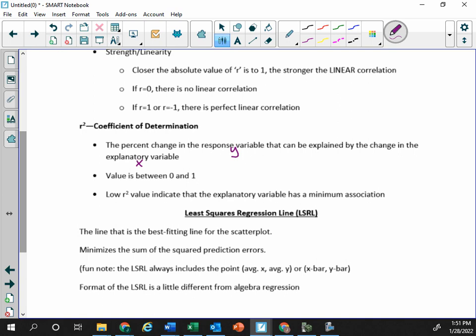The last two bullet points there, these just make sense numerically. If you square the R value, you're no longer going to have negative answers. So the R squared value is always between 0 and 1. And if your R squared is small, that means there's minimal association. If your R squared is small, it's because your R was small to start with. So that's why there's very little association.